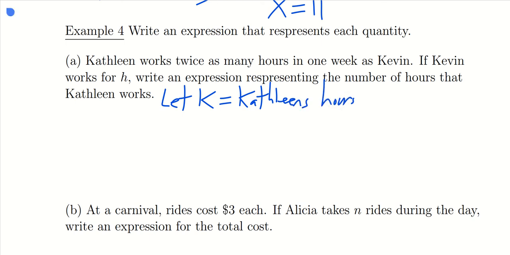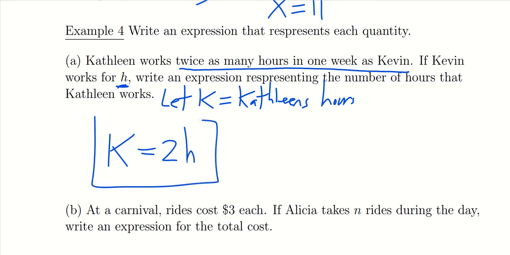And so we want to write an expression here. Notice that her number of hours is related to the number of hours that Kevin works. And he works h hours, and she works twice as many hours as he does. So the expression should be K equals twice Kevin's, which is twice h, or 2h. So the expression for hers is just 2h.